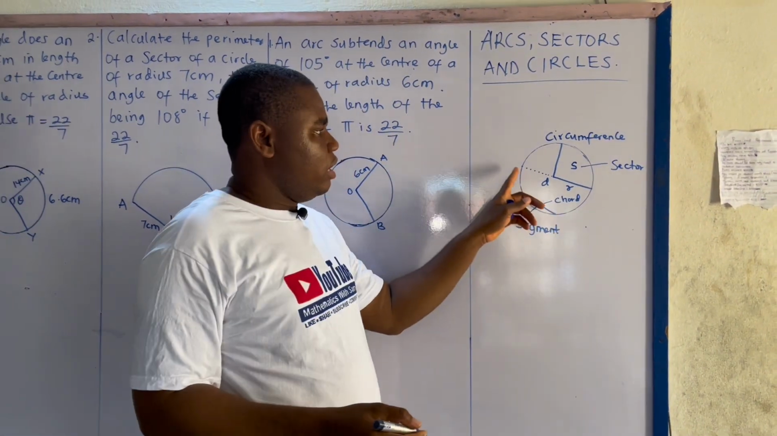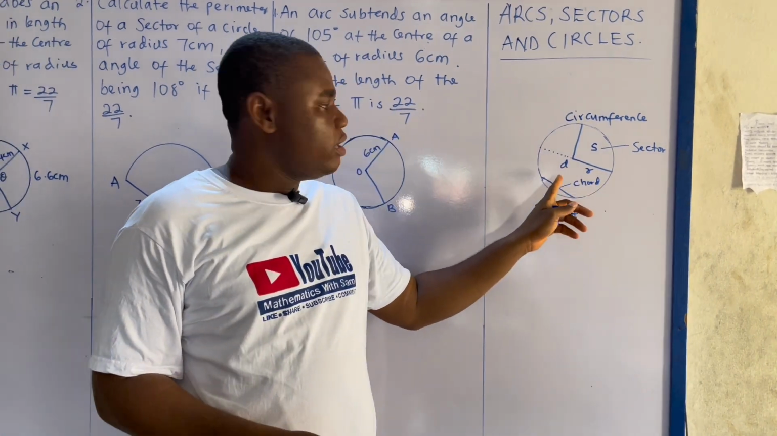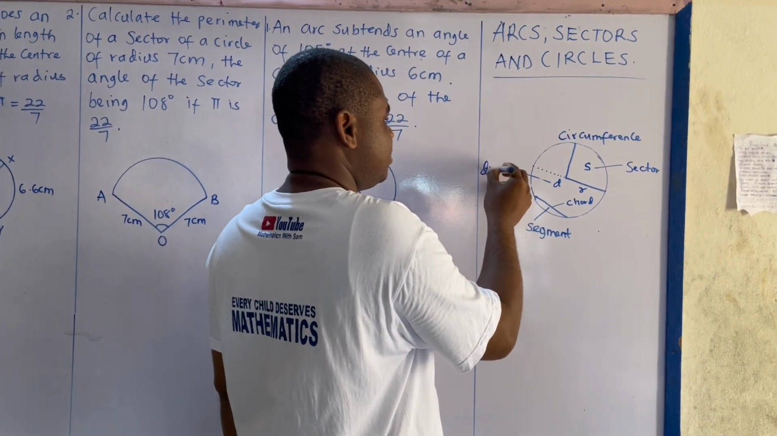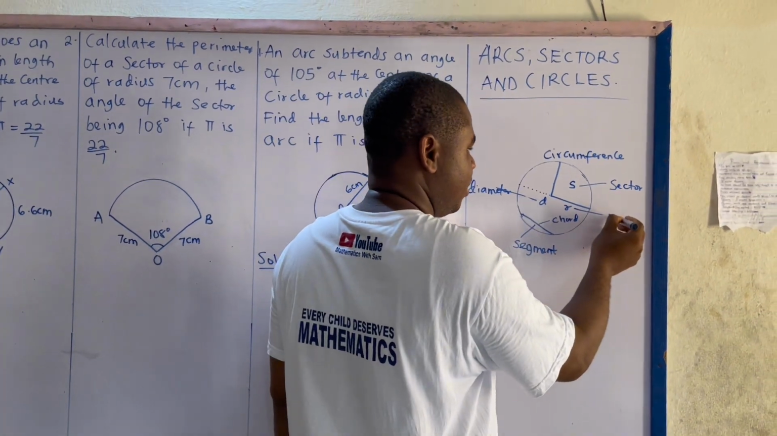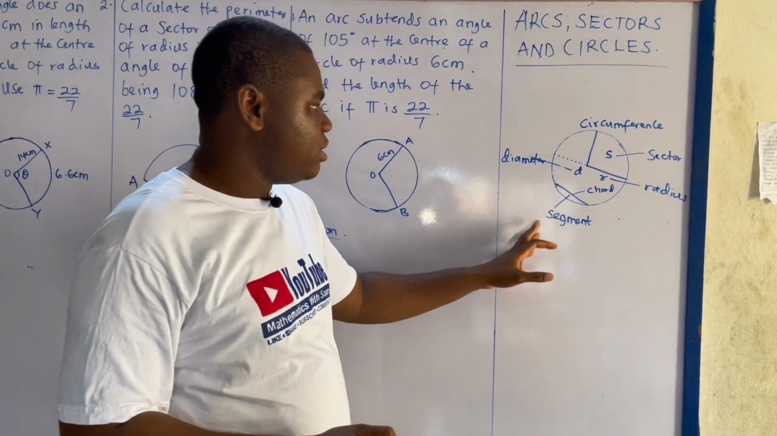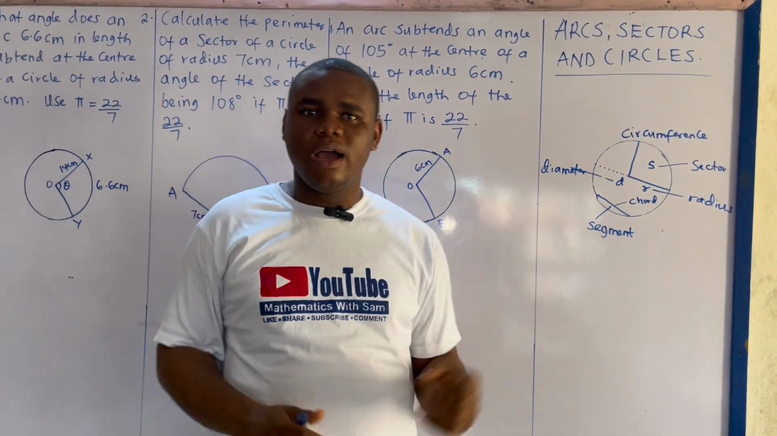Now the distance across the circle through the middle is the diameter. So the D here is the diameter, and half of the diameter is the radius. So we also have the segment and we also have the chord. Alright, so let's go to our examples.